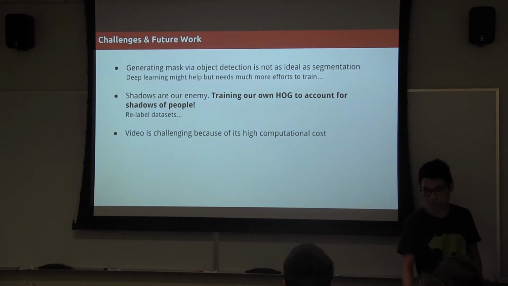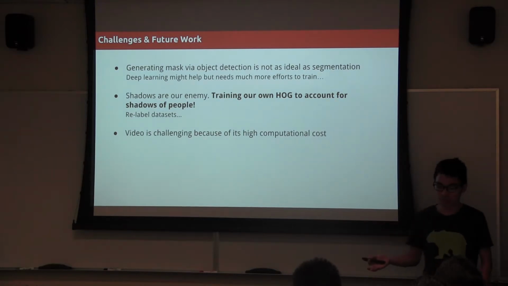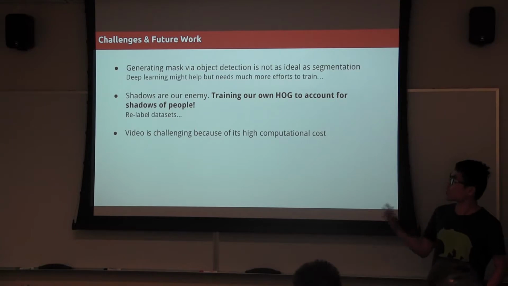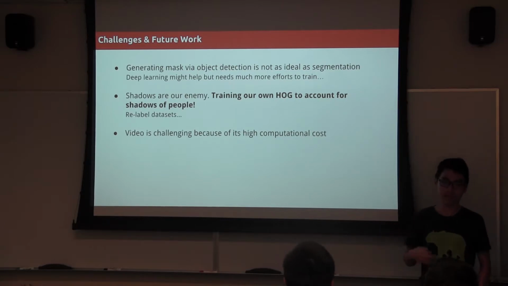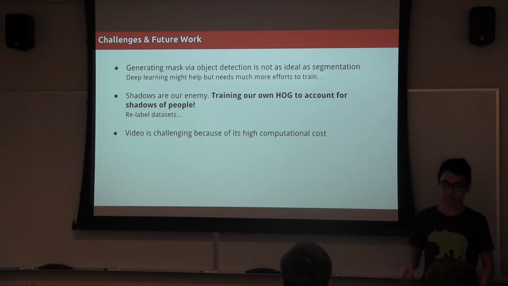For the future work of the project, we first want to turn to contour segmentation to perform a more precise mask. And shadows are our enemies, so training our model to account for the shadows of people may help with the pipeline. And the video is challenging because of its high computational cost, and we had to use a number of tricks to speed it up on our laptop.